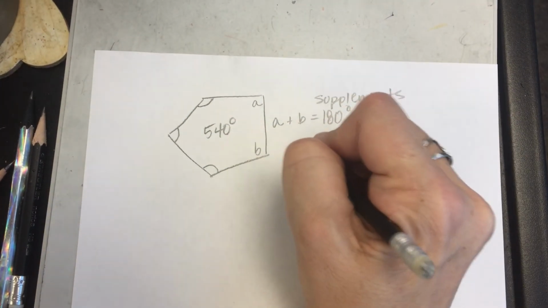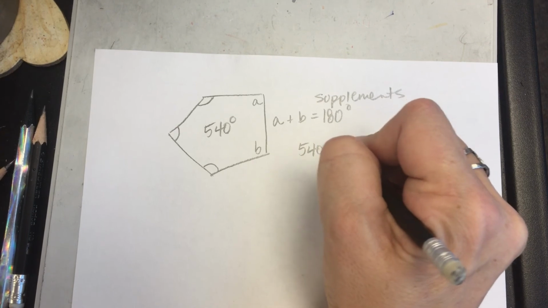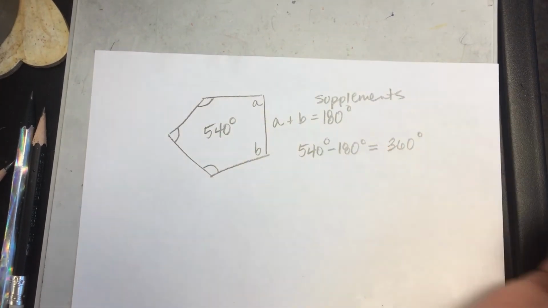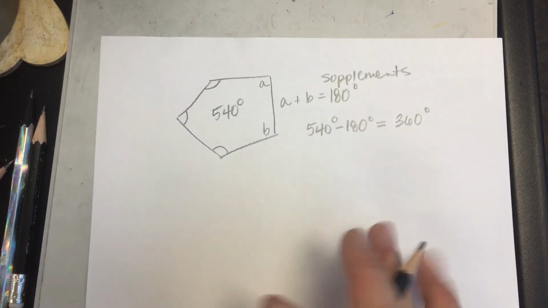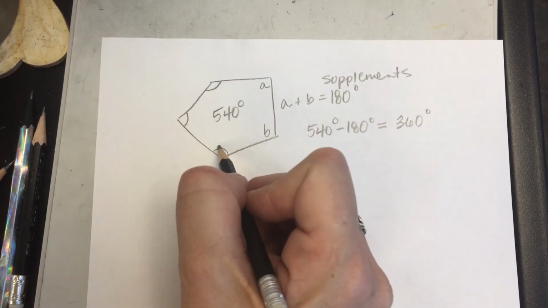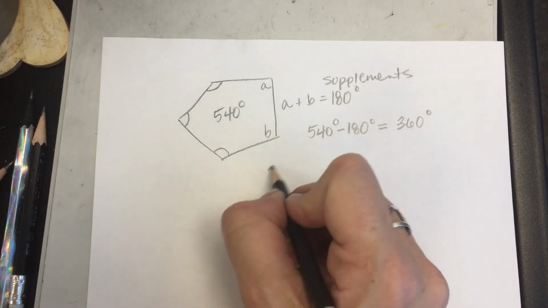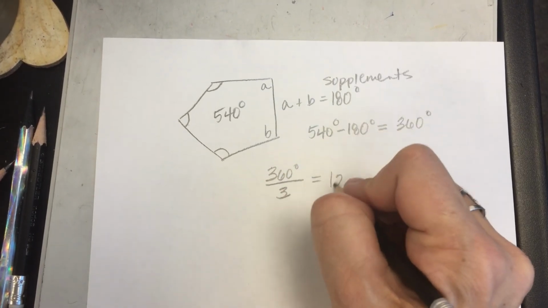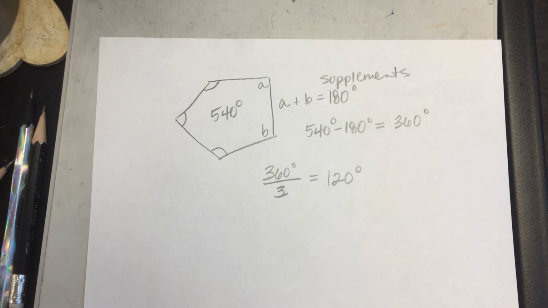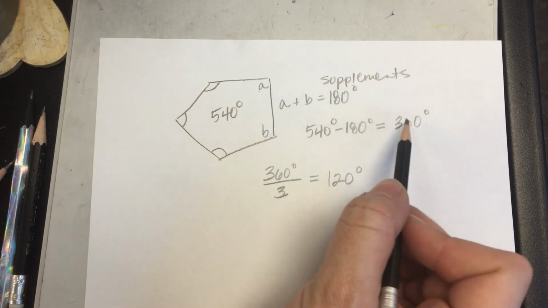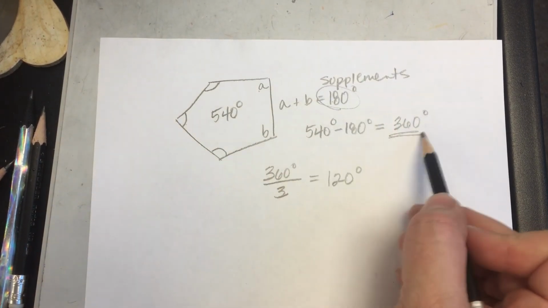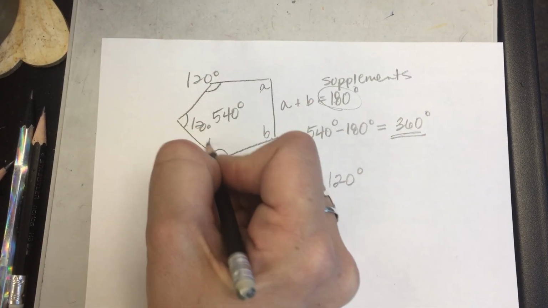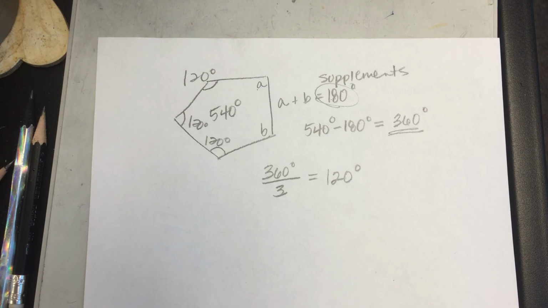So if I take my 540 minus 180, I believe that leaves me with 360 degrees. And then I'm going to take that 360, and that's what's left for these 3, and they're all the same. So my 360 divided by the 3 angles is going to tell me that each of those are 120. Regardless of what A and B are, we know they're going to add to 180, so these other angles have to be the 120, 120, 120. Sweet.